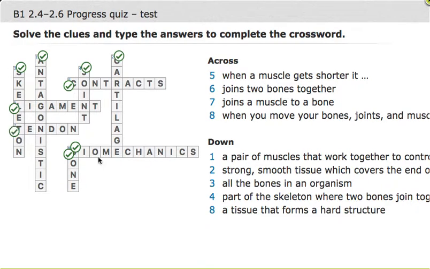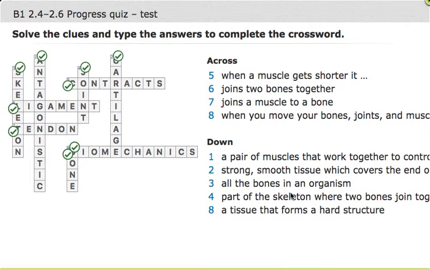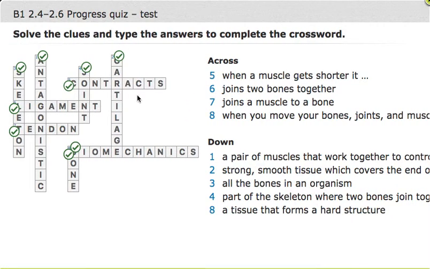That is the skeleton. Okay, and part of the skeleton where the 2 bones join together, that's called a joint. Okay, that's the point where they join. Join plus point equals joint. Last one, a tissue that forms a hard structure. Well, think about it. Your bones are hard.